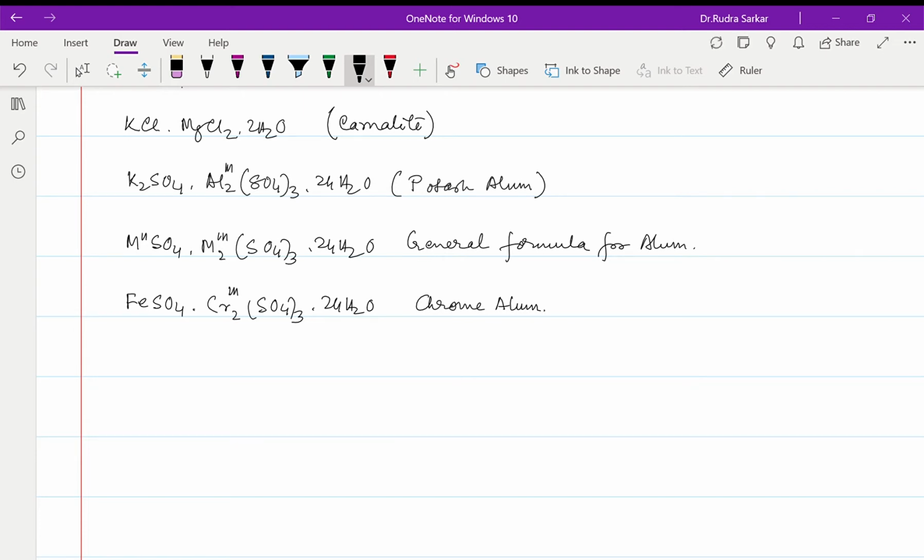Another salt we are using in redox titration reactions is known as Mohr salt. This is basically FeSO4.(NH4)2SO4.6H2O. So for your exam purpose, they will either give you the formula of the salt or the name of the salt, and they will ask you whether this is a double salt or not.